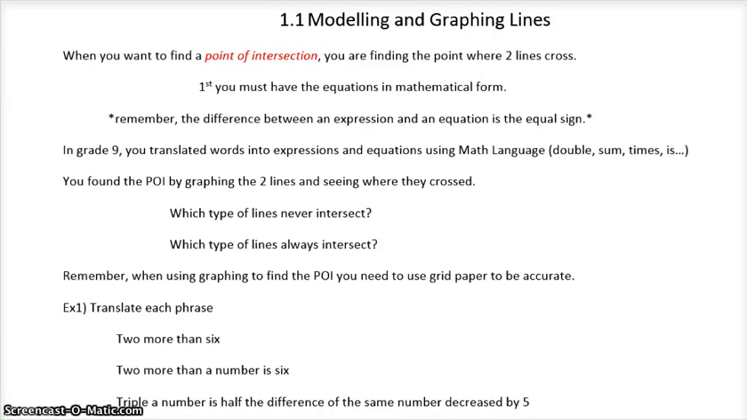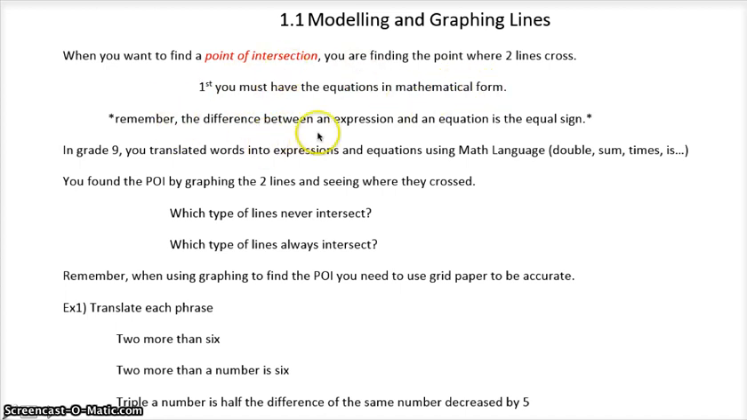Alright, so we're going to now look at Unit 2, which is solving linear systems. So the first section is 1.1, modeling and graphing lines, and we're going to do a little bit of review from last year. So first, when you want to find a point of intersection, the first thing you have to remember is that you're finding the point where two lines cross. Okay? So first you must have the equations as mathematical form.